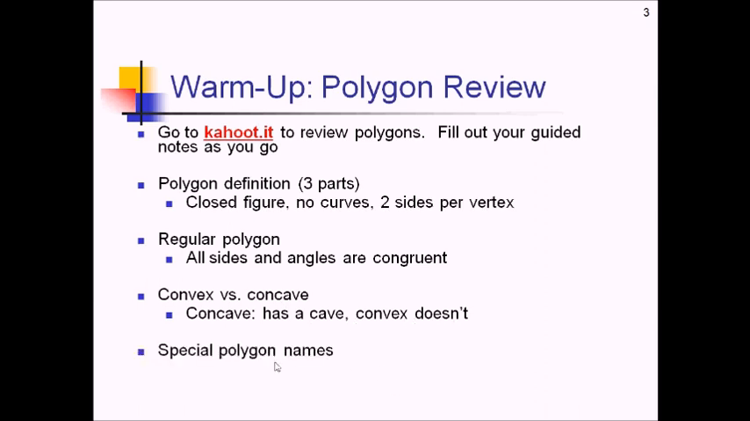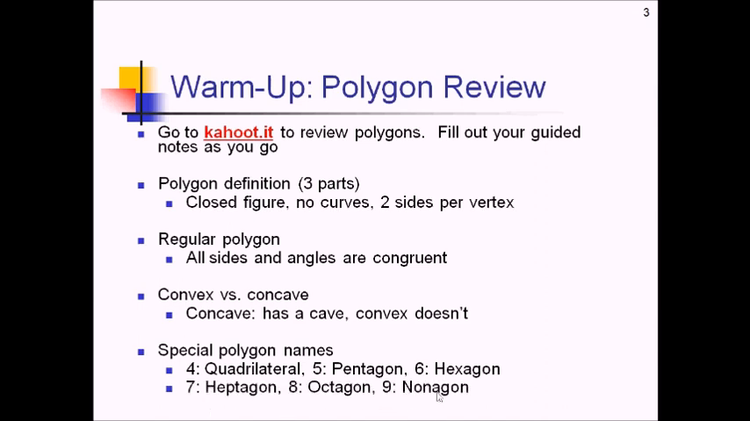And special polygon names that you might not already know. 4 is quadrilateral, 5 is pentagon, 6 is hexagon. Just write down any of these that you didn't already know. Now, here's a few oddballs. 7 is a heptagon. 8's an octagon. We all know that. 9 is a nonagon. And a few other ones.